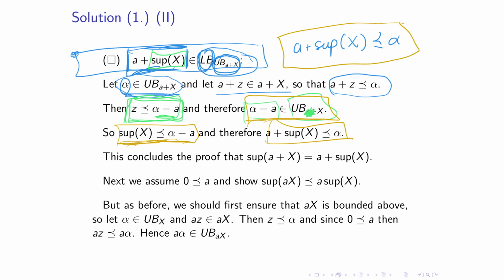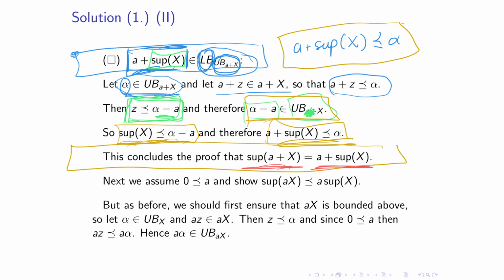So we now know that a plus sup x is a lower bound on the set of upper bounds of a plus x. Okay, so because we have everything necessary to satisfy the definition of supremum, then we have that this thing is the supremum. So that finishes the first part of the proof.